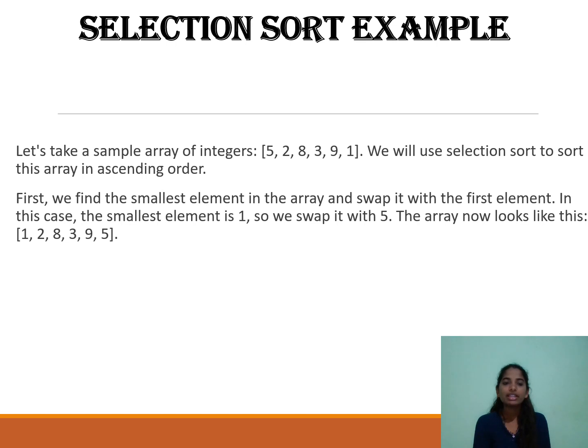Selection sort example. Let's take an array of integers like 5, 2, 8, 3, 9, 1. We'll use selection sort to sort this array in ascending order. First, we find the smallest element in the array and swap it with the first element. In this case, the smallest element is 1. So, we swap it with the 5. The array now looks like this: 1, 2, 8, 3, 9 and 5.